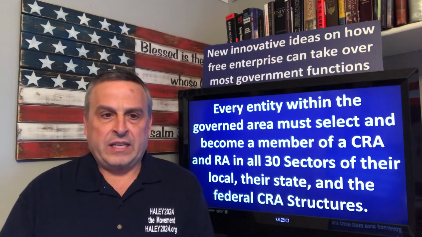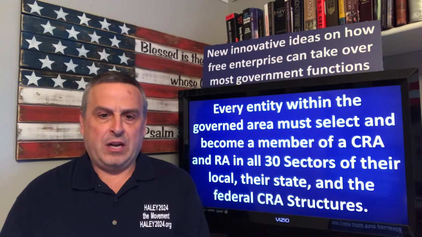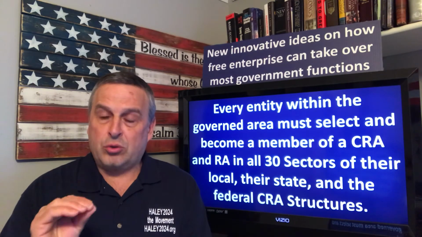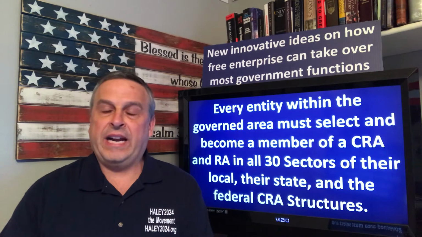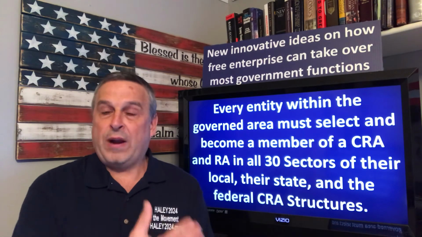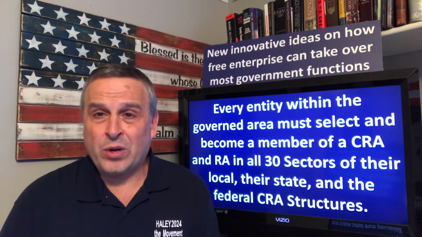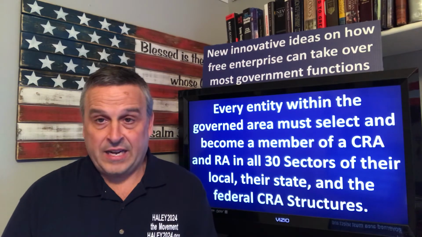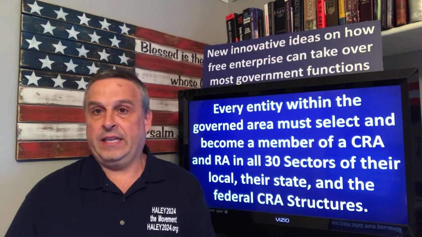Every entity within the governed area must select and become a member of a CRA. So you have to become a member of a local, state, and federal CRA in all 30 sectors, and quite frankly, RAs. It's 180 different agencies you have to become a member of. Seems like a lot. There's ways to make it easy.